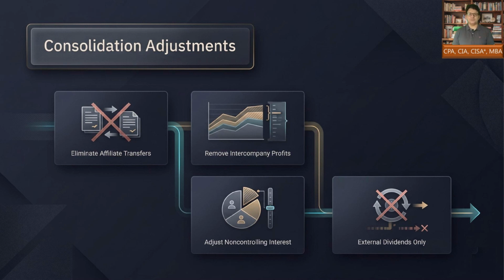Non-controlling interest effects may require careful treatment depending on the transaction. The memory anchor is simple. Consolidation is a boundary test. Internal flows stop at the filter, external flows pass through.